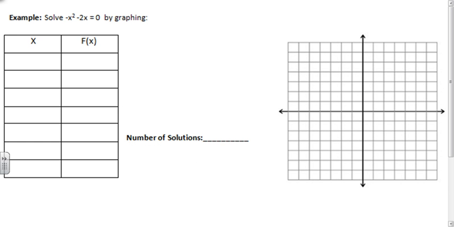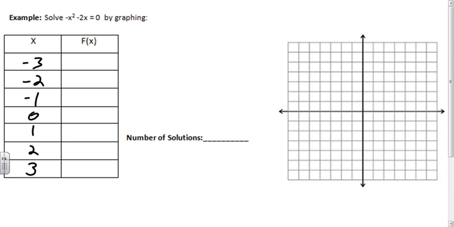So if we try that with another one here, in this case we have -x squared minus 2x equals 0. One thing to be careful on is this one, our a value is negative. We have a negative 1 in the front there, which means our parabola is going to be opening down instead of opening up. So just be careful on that one. Again, we'll use our standard -3 through 3 for our table.